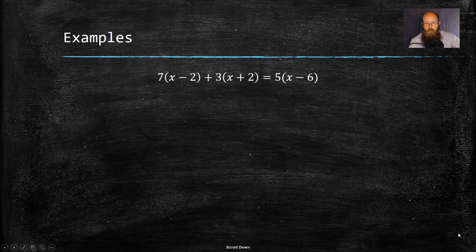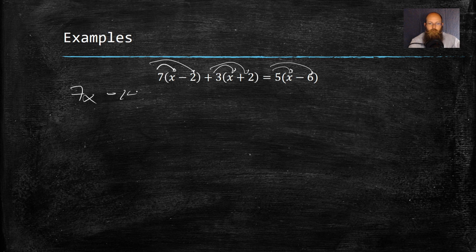All right, let's try our next one. This one is a bit of a doozy. There's 3 things that I have to distribute in. I have to take in this 7, take in this 3, and take in this 5. So let's do that. 7 times the x gets me 7x. 7 times -2 is -14. 3 times both of those get me a 3x, and then a 6. 5 times x is 5x.